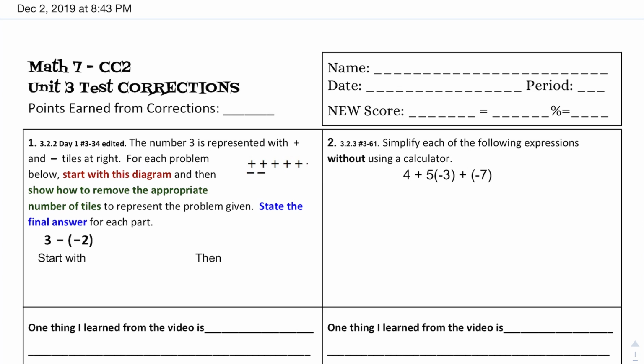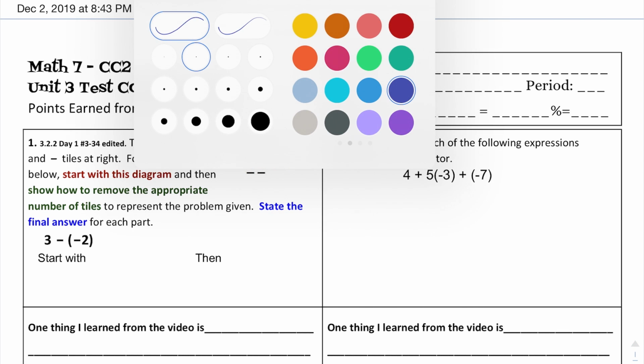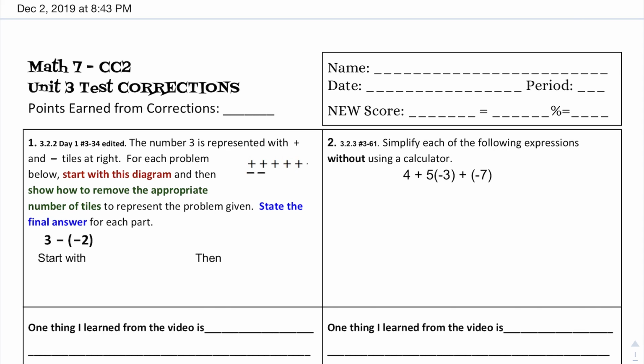It's number 1. So let me go ahead and read the problem. The number 3 is represented with positive and negative tiles at the right. For each problem below, start with this diagram and then show how to remove the appropriate number of tiles to represent the problem given. State the final answer for each part. So what was given to us is, I'm just going to mark it for now just so that you can see what I'm talking about, and then I'm going to erase it just so that we can go through the motion on how to solve 3 minus negative 2, okay?